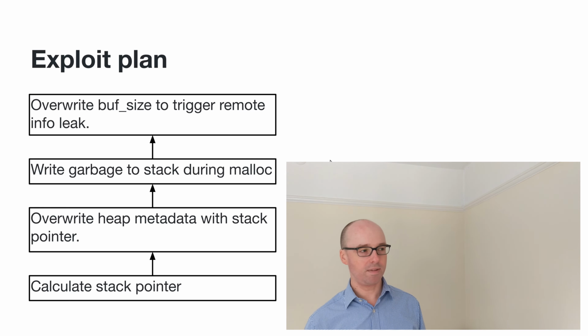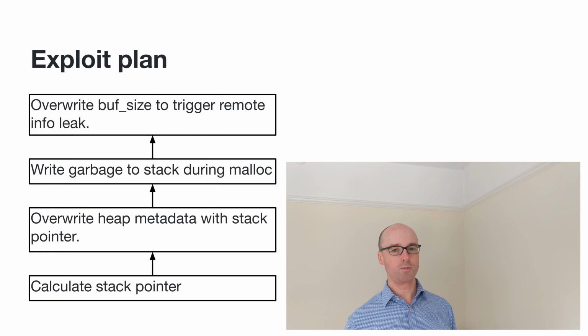Okay, so here's a summary of that exploit plan. We're going to work backwards from the goal. So the goal is to overwrite buff size to trigger a remote info leak. The way that I'm going to do that is by writing garbage to the stack during the malloc. How do I trick malloc into writing garbage to the stack? Well, I do that by corrupting the heap's metadata so that during that call to malloc, it actually has the effect of overwriting the stack.